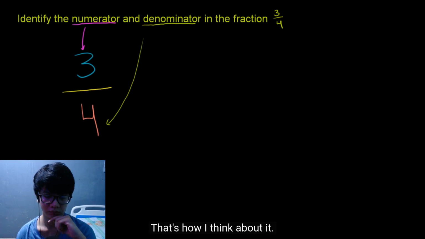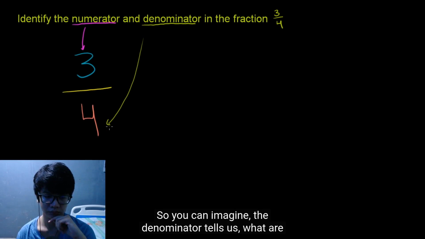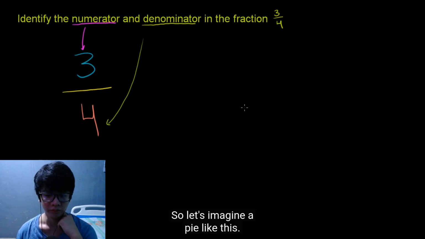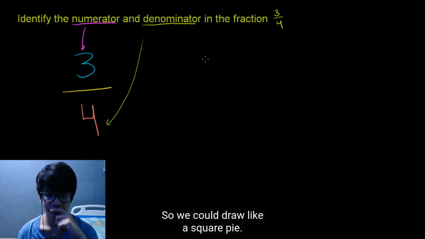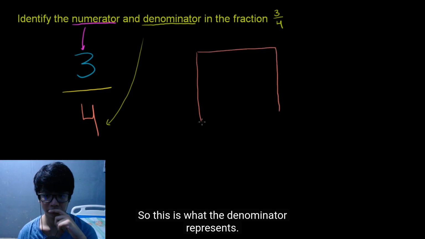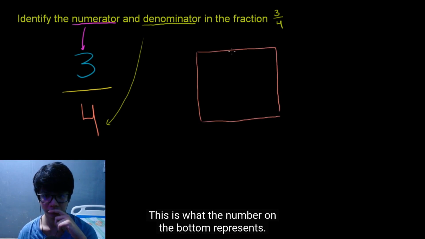That's how I think about it. So you can imagine the denominator tells us what we are taking a fraction out of, or how many pieces there are. So let's imagine a pie like this. We could draw it as a square pie. This is what the denominator represents, the number on the bottom.